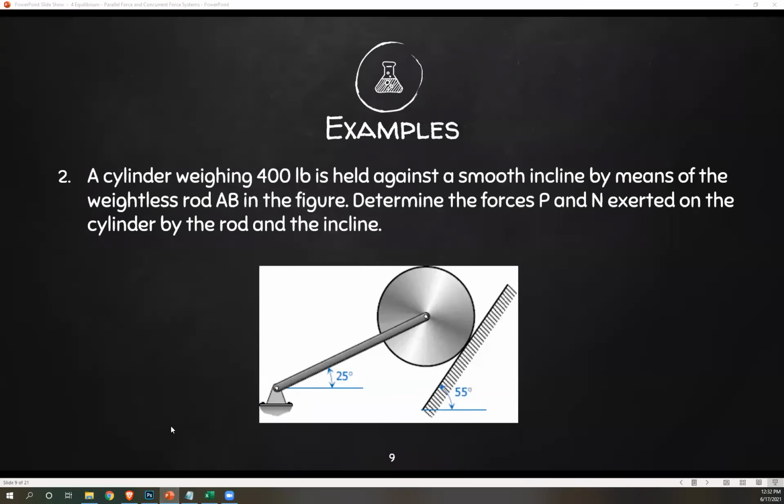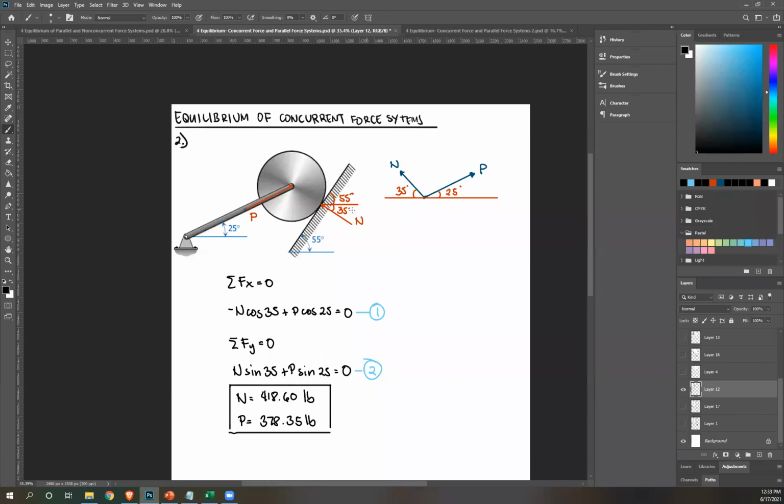Sorry, I forgot the weight of the cylinder. Kaya pala yung iba mali yung sagot. Okay, so weight is 400 pounds. Thank you for mentioning that. But the answer is the same. So some of you already included the weight. This is the weight. This is 400 pounds.